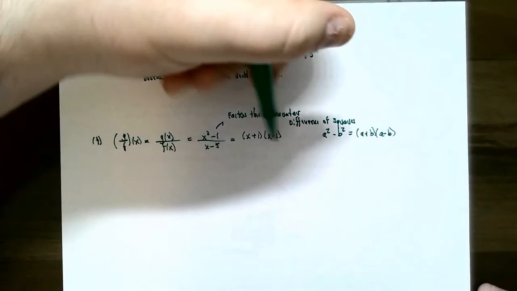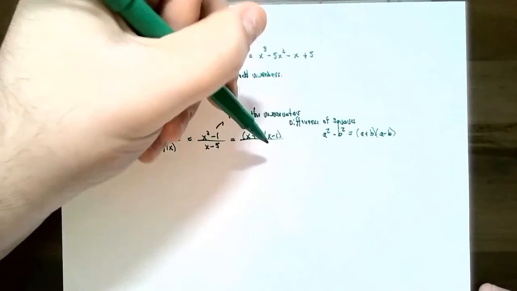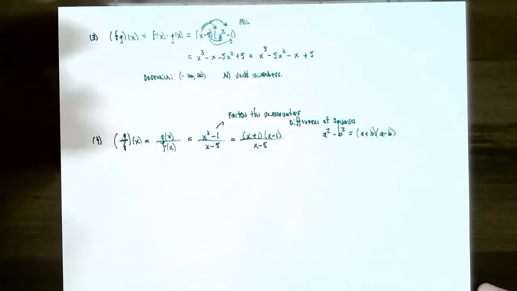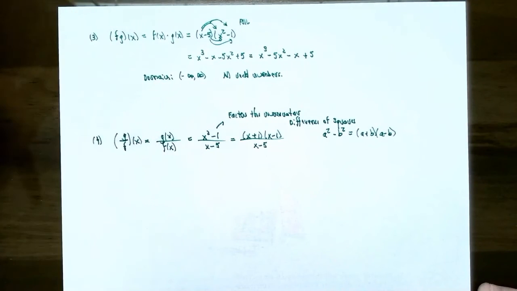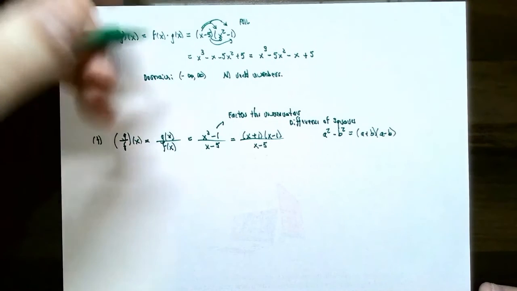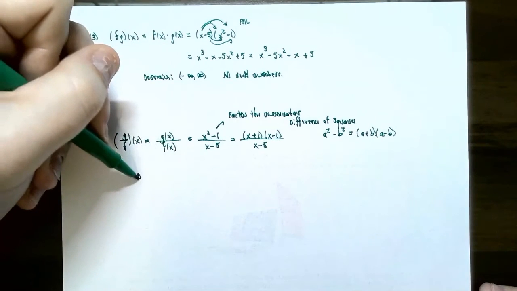So that's the numerator. And the denominator is x subtract 5. Well, notice that there are no common factors, so nothing cancels. So now we're ready to find out the domain.